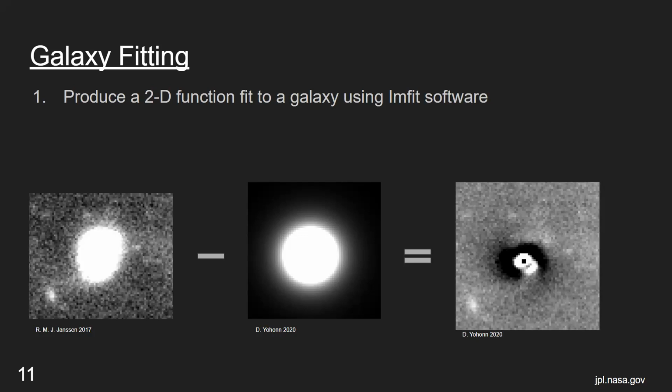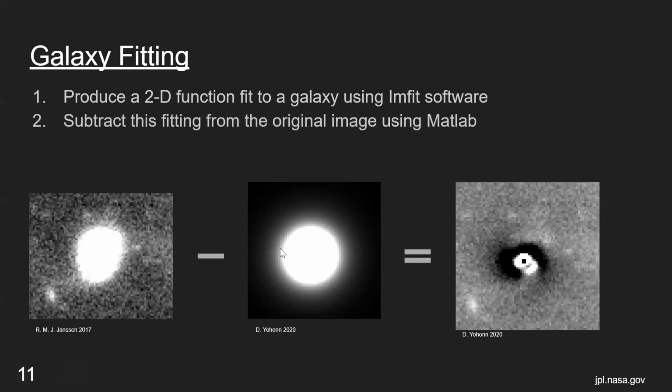And so the first step is we produce a 2D function fit to a galaxy using a software called InFit. So that's the center picture. That's sort of just this white circle in the black background. And we subtract this image from the science image on the left. And I did this using MATLAB.